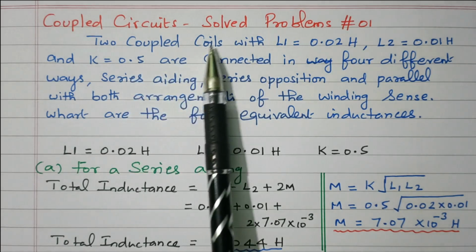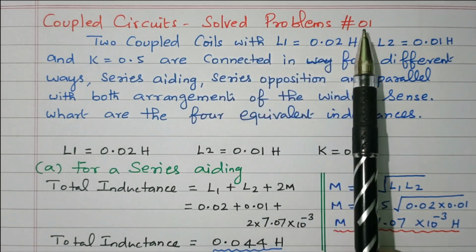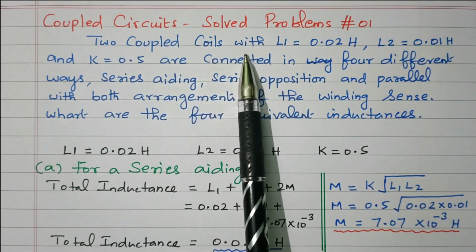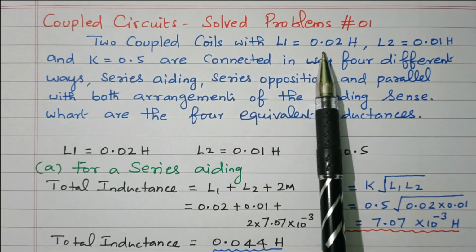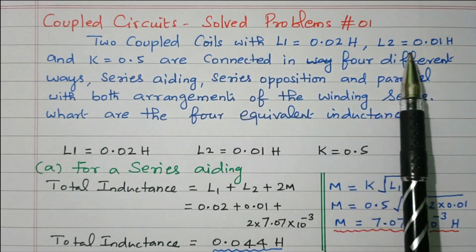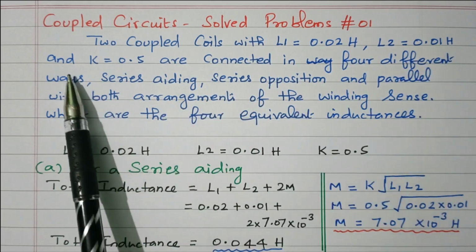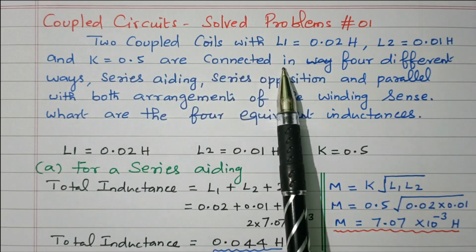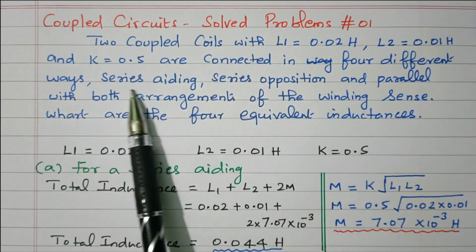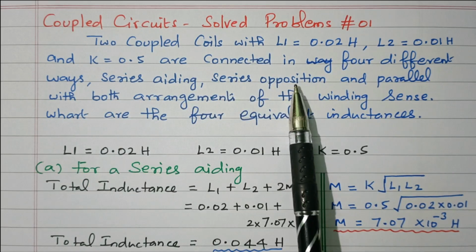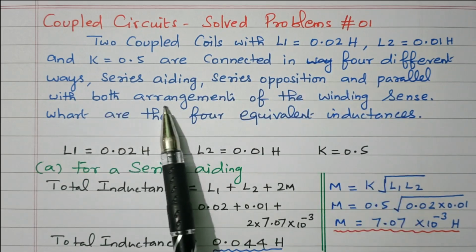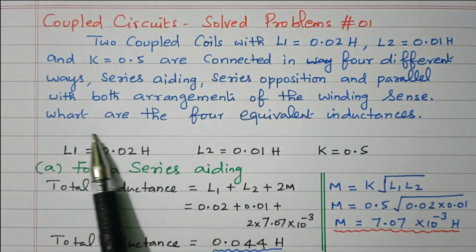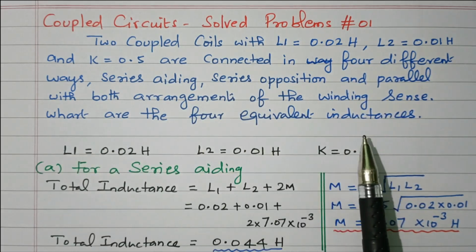Now we'll go to the topic coupled circuit solved problem 1. We'll see the statement of the problem. Two coupled coils with L1 equal to 0.02 Henry, L2 equal to 0.01 Henry and coupling coefficient K of 0.5 are connected in four different ways: series adding, series opposition, parallel with both arrangement, that is adding and opposition of winding sense. What are the four equivalent inductances?